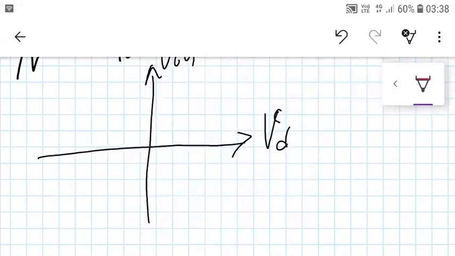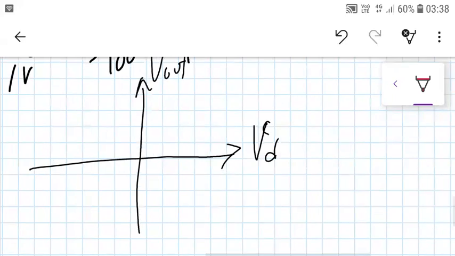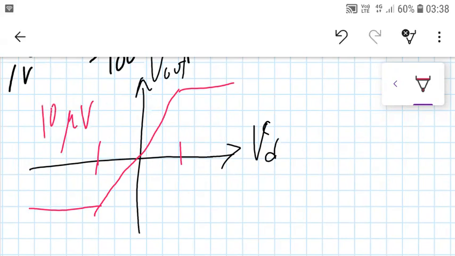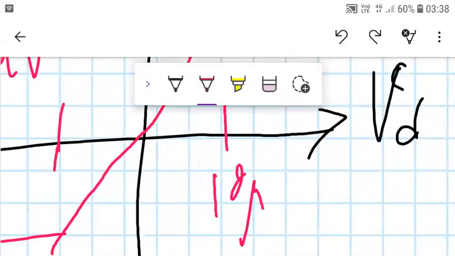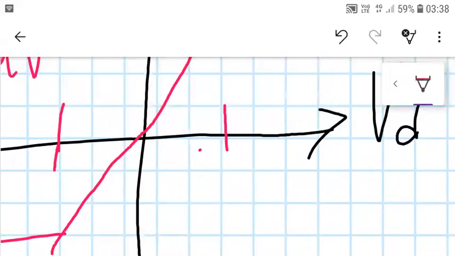Now let's go to the characteristics. I'll just plot it without explaining much. So that's how the characteristics will look. This will be close to around a few microvolts, let's say 10 microvolt. This also will be around plus 10 microvolt basically. Let me use an eraser. Okay, so this will be around 10 microvolt.